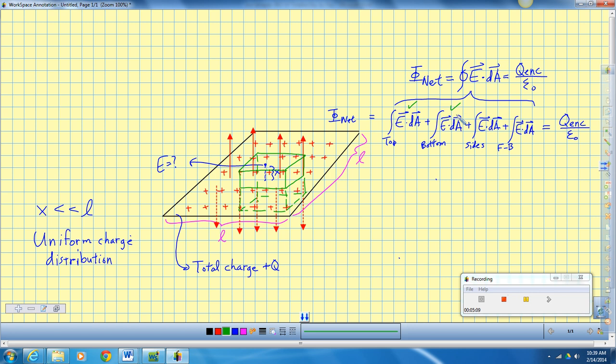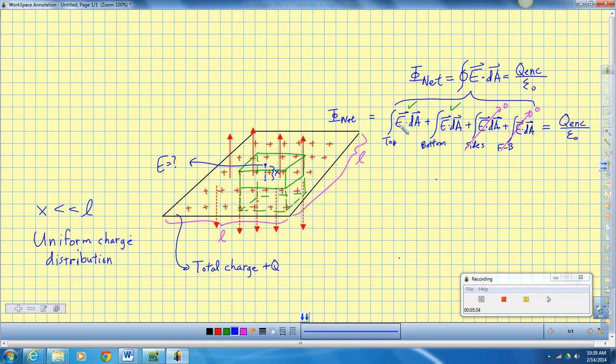What about E dotted with dA on the sides? Nope. There is no flux through the sides. So you can take that segment and send it off to Zeroville. E dotted with dA, that dot product is 0. And same with the front and back. Nothing useful there. So all we really care about is the flux through the top and the flux through the bottom.